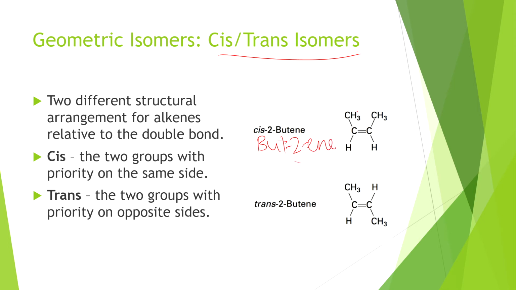And basically, let's look here. As you can see here, the two methyl groups are on different sides for the cis and trans system. The cis system is where the two groups with priority are on the same side, and the trans, the two groups with priority, are on opposite sides. So the methyl groups are priority, and for the trans system, opposite sides, cis, the same side.